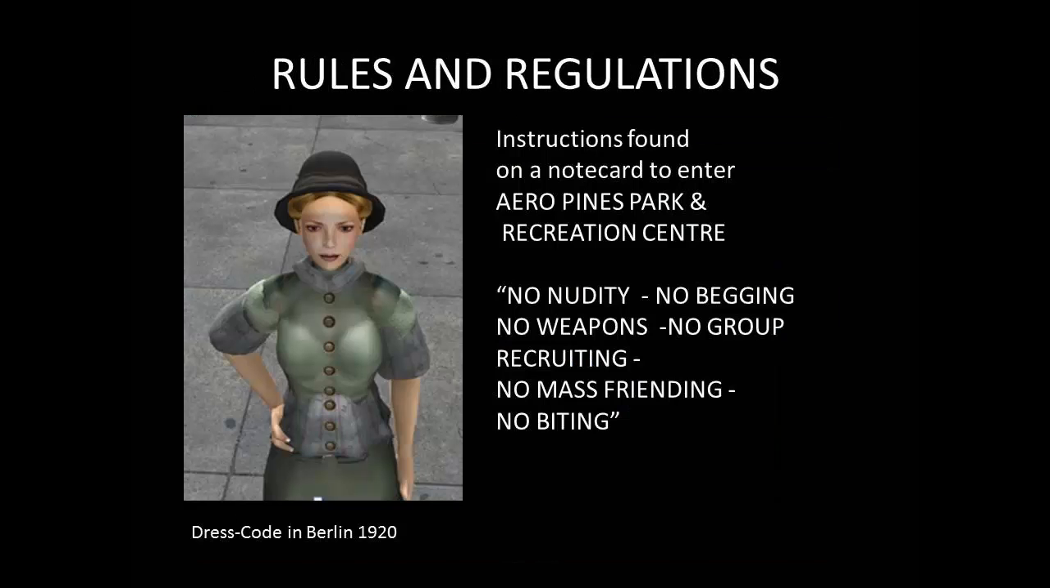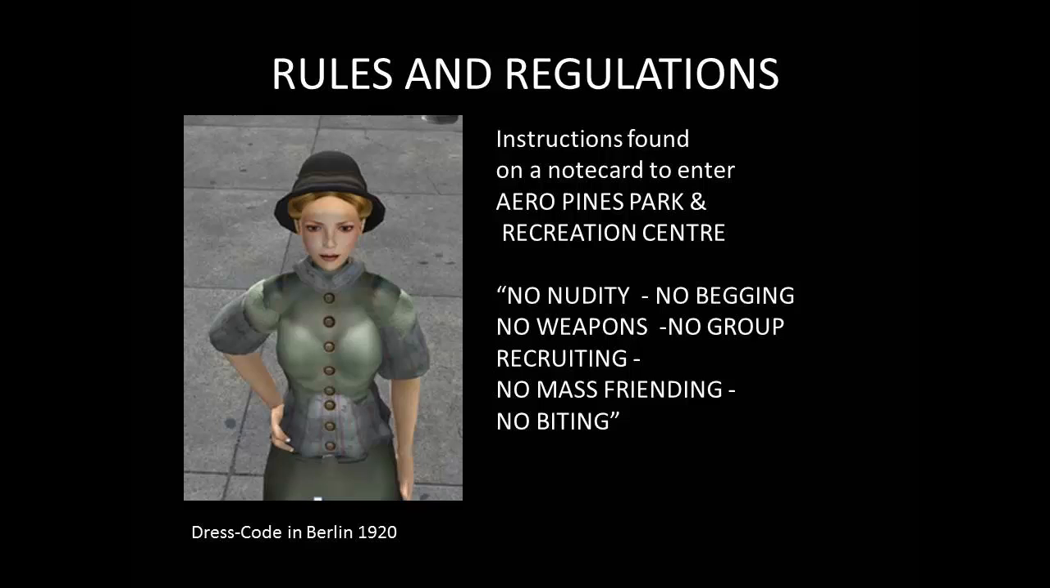Like in the physical world, places in virtual worlds follow their specific rules and regulations. When you visit Berlin of the 20s, there is a dress code. You have to wear the specific clothes of this time, and if you don't, you will be banned. And other places provide a few basic common sense rules that apply to most public venues, regions in Second Life.